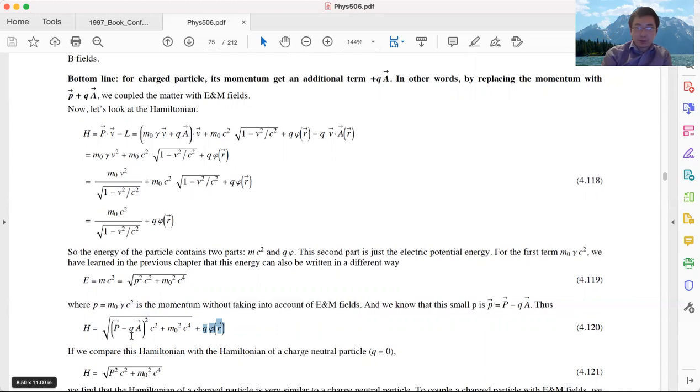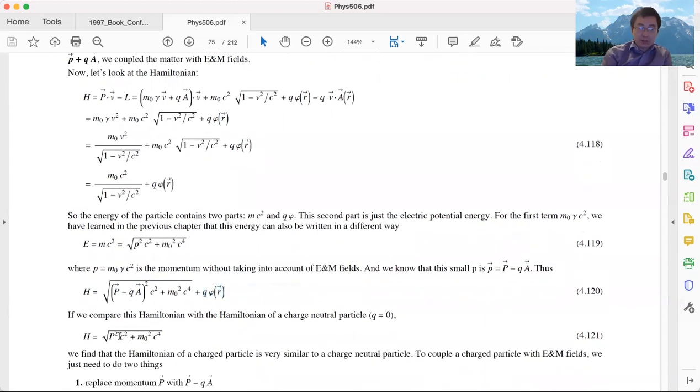In other words, if we compare the Hamiltonian of a neutral particle and the Hamiltonian of a charged particle, we realize that from relativistic physics, we need to do 2 modifications to change a neutral particle into a charged particle. The first modification is obvious. We need to add an electric potential energy. So for a charged particle, we need to add this term. That's the potential energy from the electric potential.